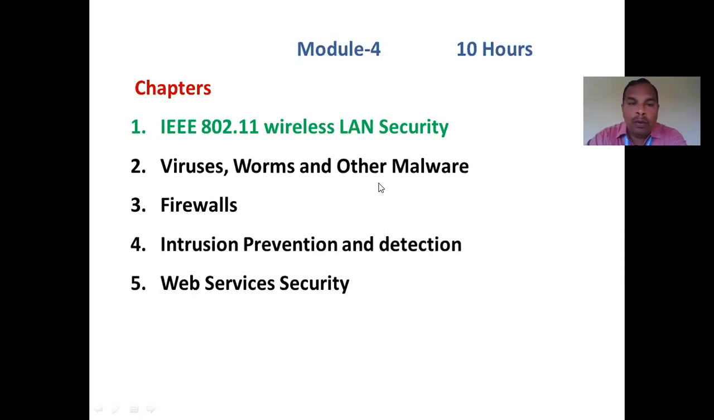Today we are going to discuss the first chapter of Module 4, IEEE 802.11 Wireless LAN Security. Module 4 contains a total of 5 chapters. It starts with IEEE 802.11 Wireless LAN Security. The second chapter is viruses, worms and other malware. The third chapter is firewalls. The fourth is intrusion prevention and detection. And finally, this module ends with web security.